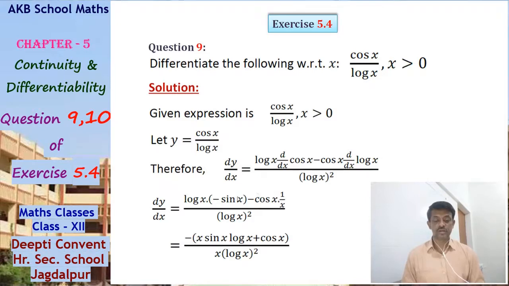Both have plus or minus sign, so minus common, taking LCM, x log x sin x, x sin x log x, plus here cos x upon x log x square. This is the derivative of question 9. Very simple, by division formula. Only the division formula we use, then we can differentiate this. Differentiation of the logarithmic function is 1 by x. That's why, taking LCM, we get this. Okay. Question 9 of exercise 5.4.